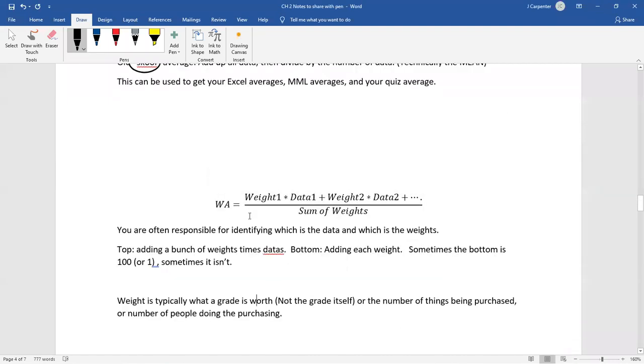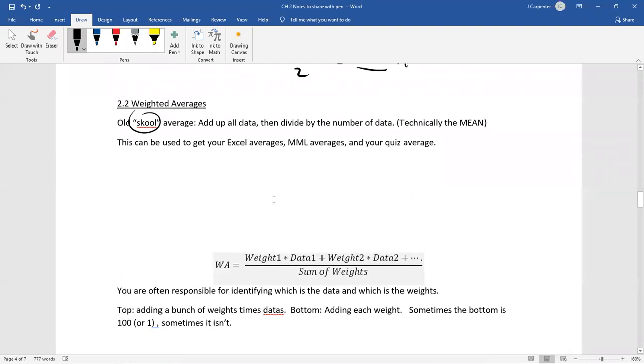So what does this weighted average formula look like? It looks like this. Your weighted average, not just an old school average, your weighted average. So a regular average is just add up a bunch of things and divide by the number of things. The sum of weights is technically the number of things. It might not feel like it, but it is. It's as close to being related as it can.